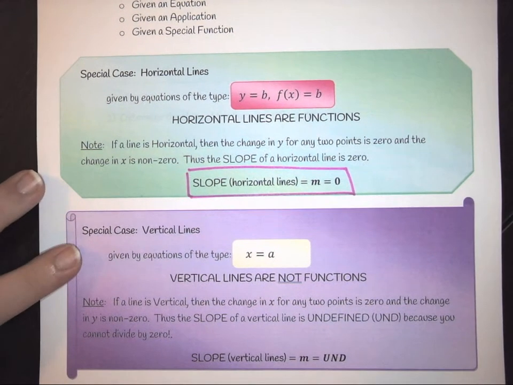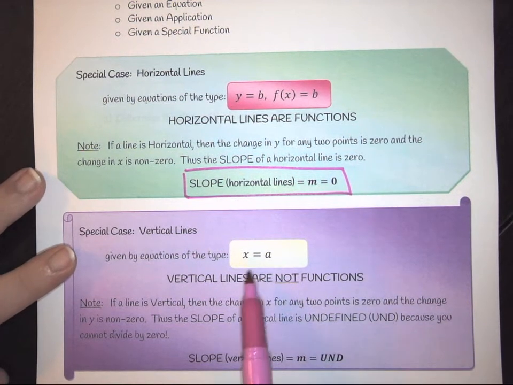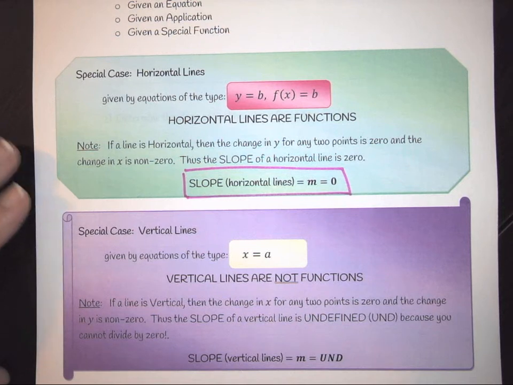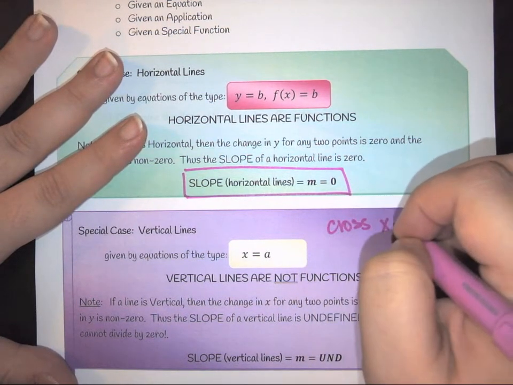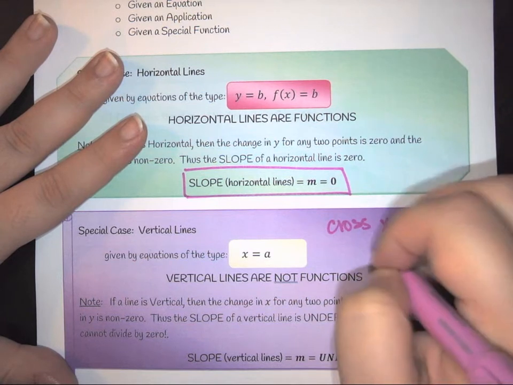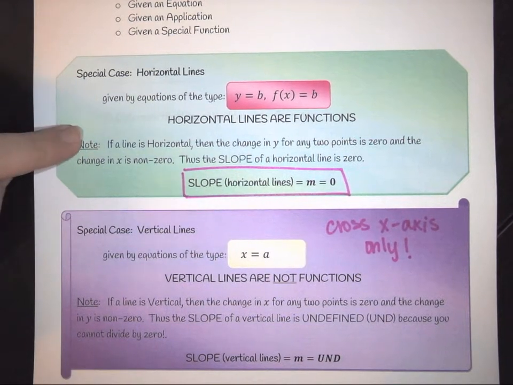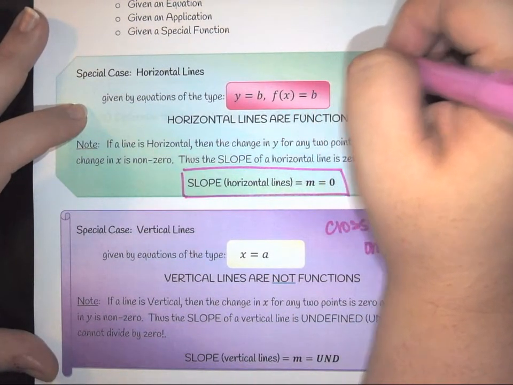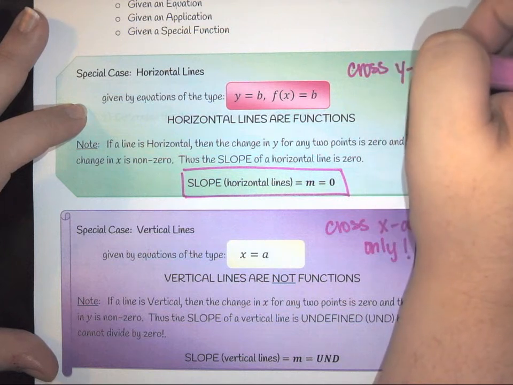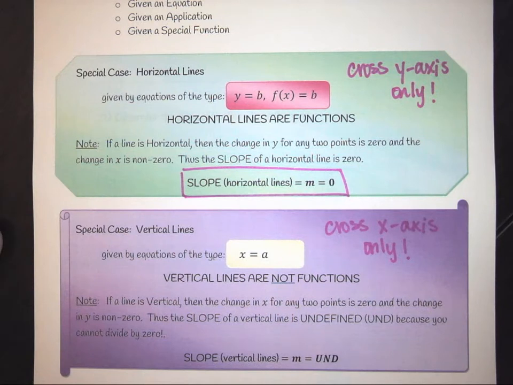Vertical lines are different. They are not functions. They are x equations. What this means is that you are going to cross the x-axis only. That same idea is for your horizontal lines. Your horizontal lines are going to cross your y-axis only, meaning they're not going to cross the other axis.